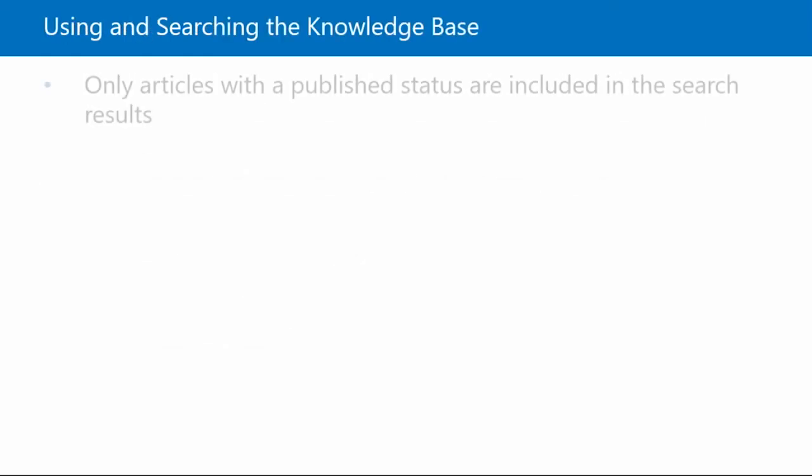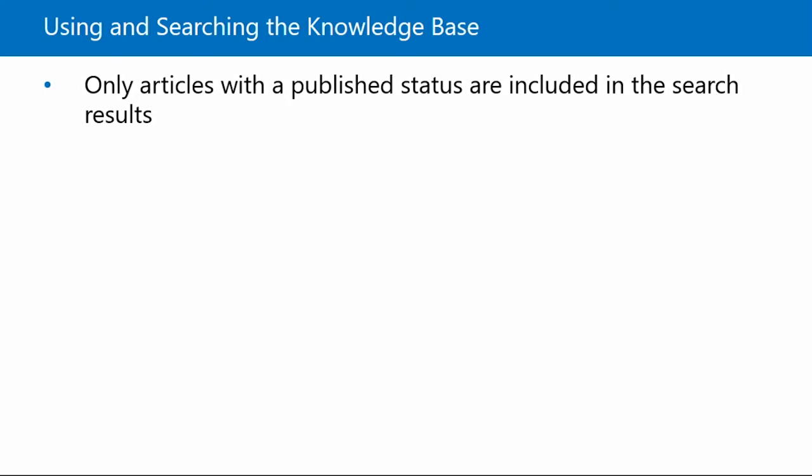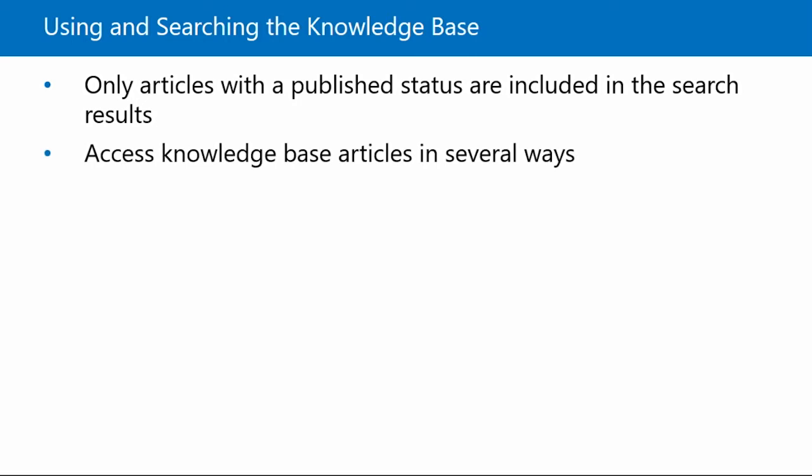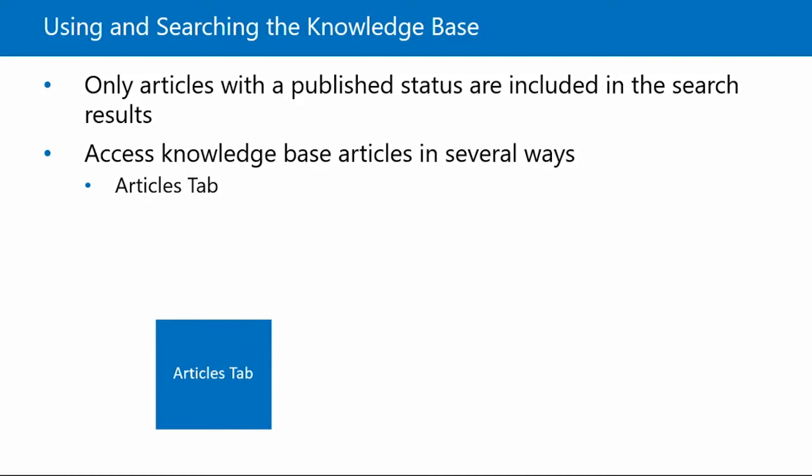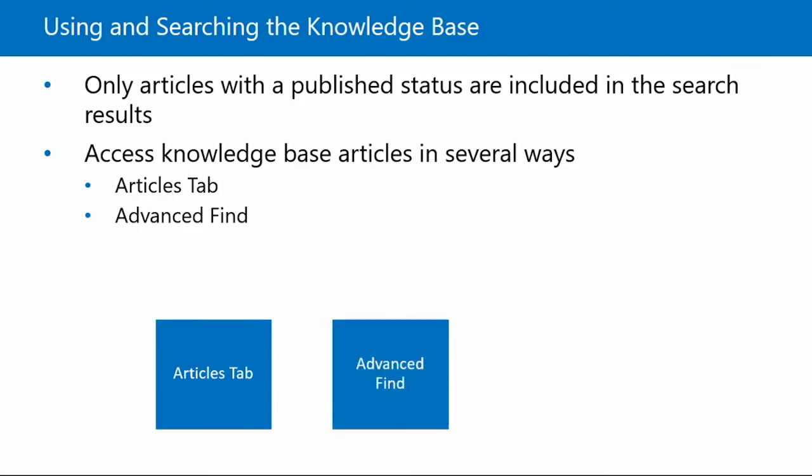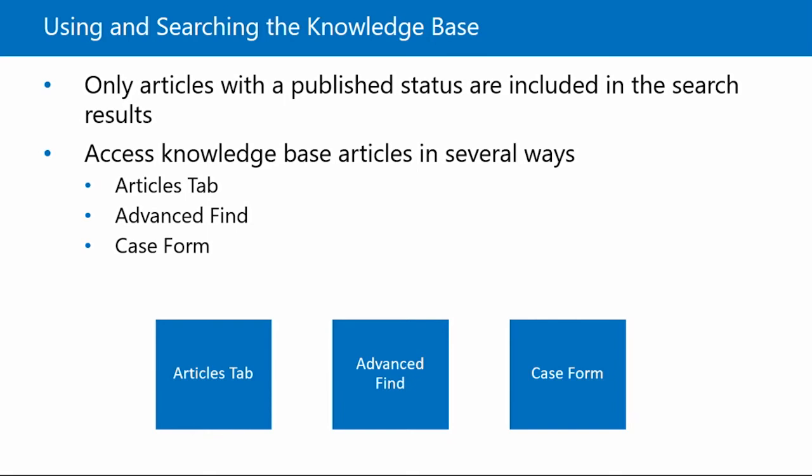When an article is published, it is indexed, visible to all members of an organization, and is returned in the search results. In addition to standard functionality available through the ribbon, knowledge base articles have a special Search Tools tab specifically designed for searching articles. Knowledge base articles can be accessed through the Articles tab, through the Advanced Find, or even directly through a case form. So even though only users with specific permissions are allowed to publish knowledge base articles, any user is able to search for them.